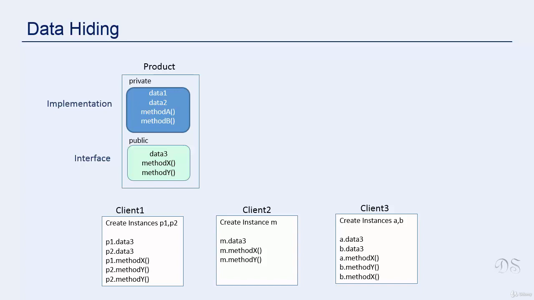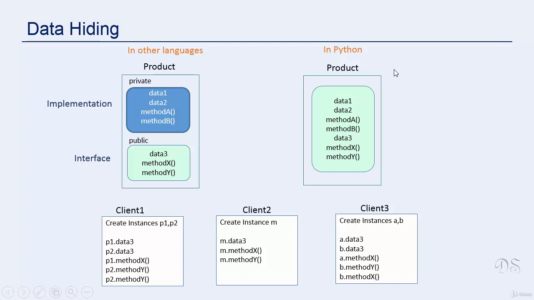Now let's come to Python. In Python, everything inside the class is public. Clients can access any data or any method. So if these clients use this Python class, they are free to call any of these four methods and they can access any of these data variables. Python does not enforce any access restrictions on data and methods like Java and C++ do.